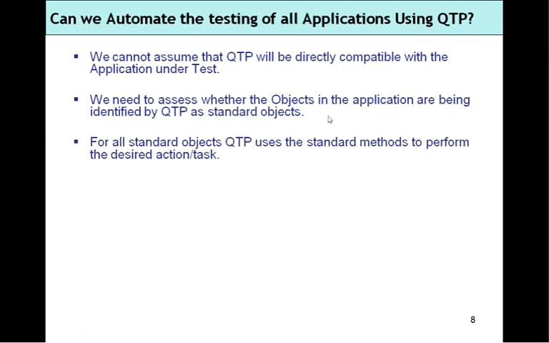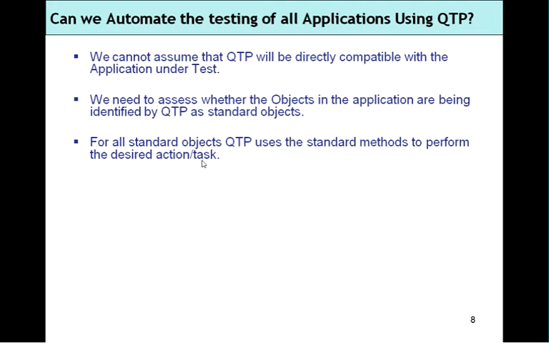So this condition has to be satisfied to go for automation testing using any tool. For all standard objects, QTP uses the standard methods to perform the desired action. Okay, we will see this. What are the standard methods and actions? Methods and actions are the same.